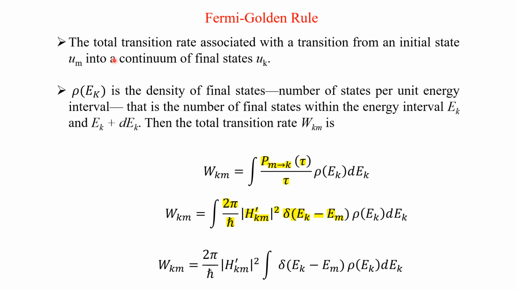Now we will see the Fermi Golden rule. The total transition rate is associated with a transition from an initial state, we have taken in the Dirac notation ket m, into a continuum of final states, that is bra k. Let us say rho, which is a function of Ek, is the density of final states. Then the number of states per unit energy interval, that is the number of final states within the energy interval Ek and Ek plus dEk.